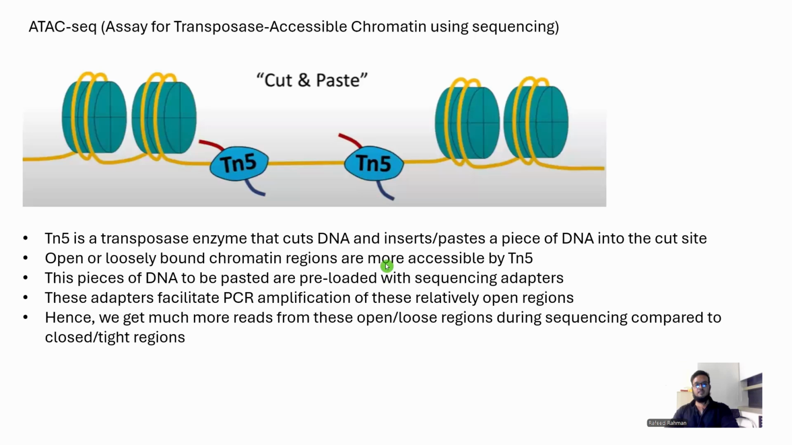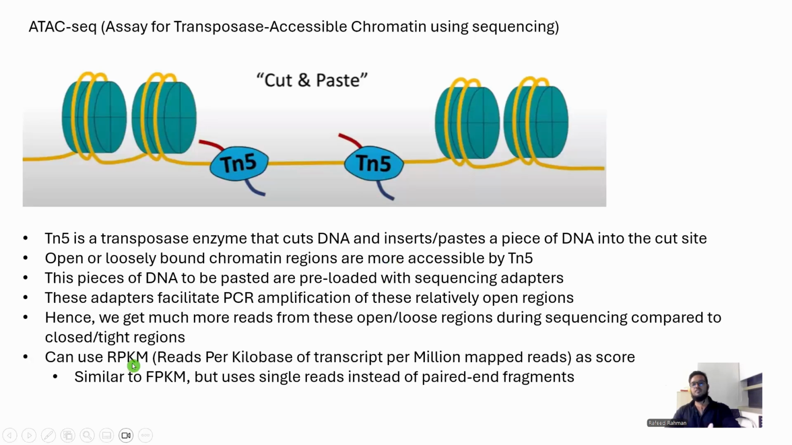And obviously you can imagine that we can use something very similar to FPKM as a scoring metric, because we can take different regions of the genome, map the number of reads in those places, and get the FPKM score. Now, legacy-wise for ATAC-seq, we use RPKM, which is the same as FPKM, but instead of fragments, we just take reads. So we don't care about paired end. We simply care about how many reads are being mapped to these regions. So that's basically ATAC-seq for you.